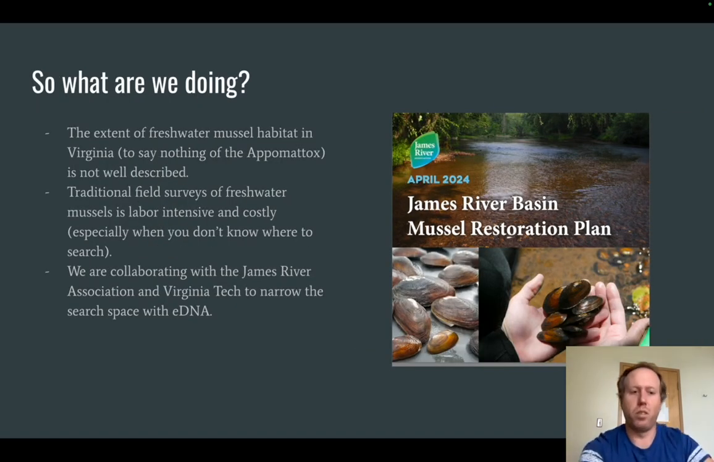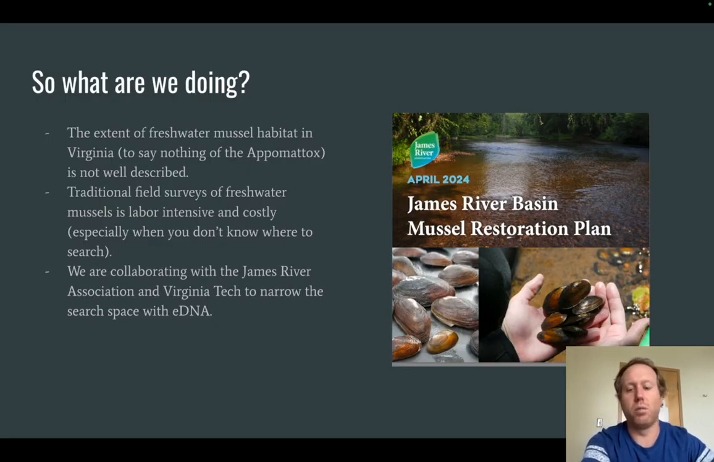So what are we doing here at Longwood University? The James River Association is really interested in freshwater mussel habitat in Virginia, and we don't really know where that habitat is. We have an idea of what it might be, but we don't know if it actually is where the mussels are. Traditional field surveys of freshwater mussels are labor intensive and costly. Just imagine an entire watershed such as the Appomattox, and you have no idea where any of the mussels are. You'd have to hit every single tributary that you feel is reasonable to see if mussels are there, and then of the ones you don't hit, you're thinking, should we have gone there? They could have been there.